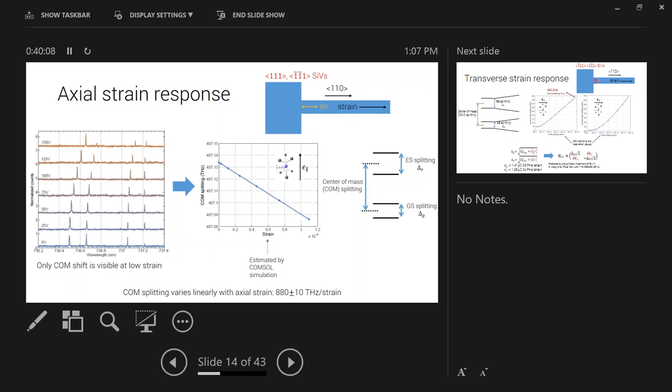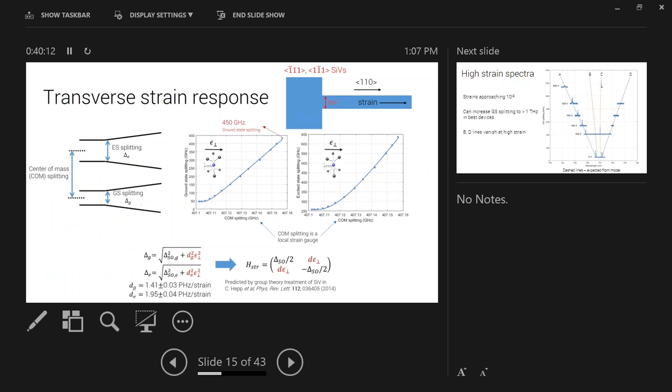So this is okay. But what's more interesting and what's going to be the focus for the rest of my talk is the response to transverse strain that's in the perpendicular direction to 111. What this strain component does is that it leaves this mean splitting unchanged, but it splits apart the ground and excited state manifolds like this.